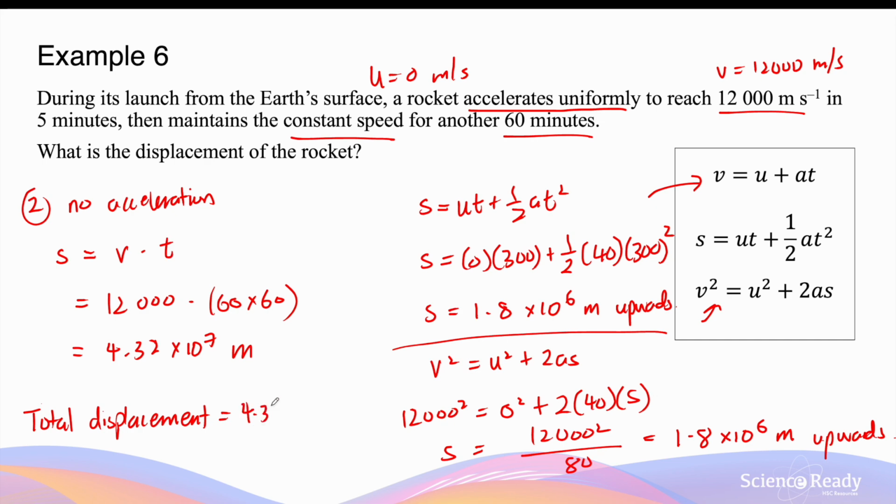So 4.32 times 10 power 7 plus 1.8 times 10 power 6. And this gives me 4.5 times 10 power 7 meters upwards. This concludes the first video on calculations involving uniform acceleration.